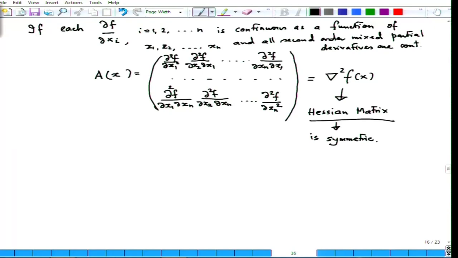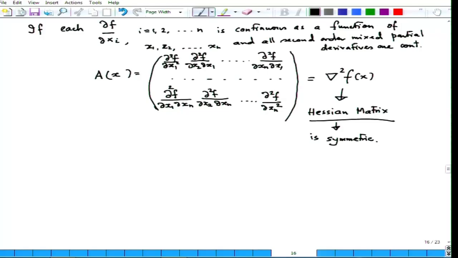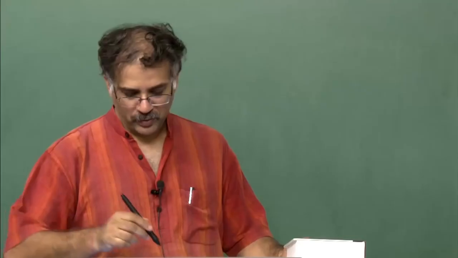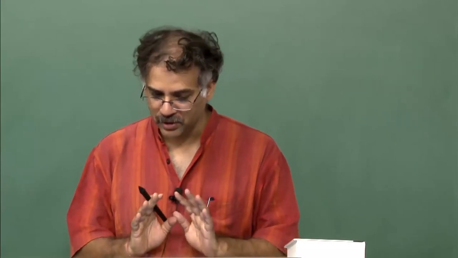So, now we have enough material at hand to start our progress step by step. What we will start with is unconstrained optimization, that will be our goal tomorrow. You might say, oh, what about the constraints? We will not come to constrained optimization immediately. We will talk in more detail about constraints when we start constrained optimization.